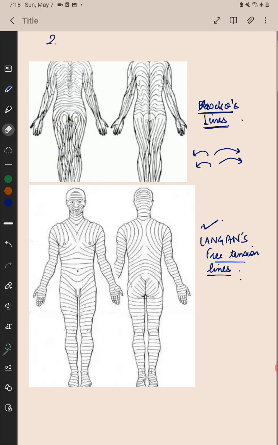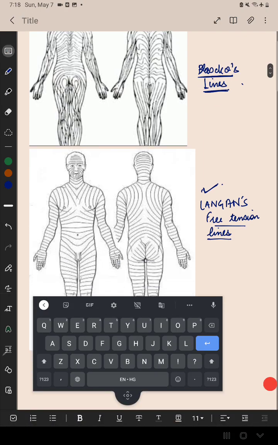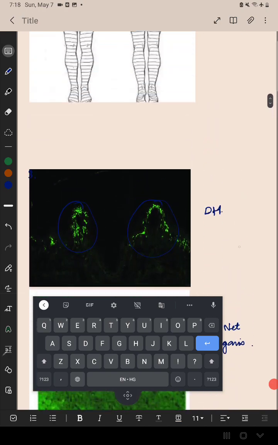So these are related to where you should cut to get minimum scar, and Blaschko's lines are lines where hereditarily structures migrate. Structures migrate along Blaschko's lines, so they are very different.